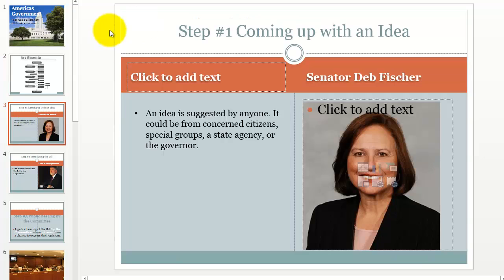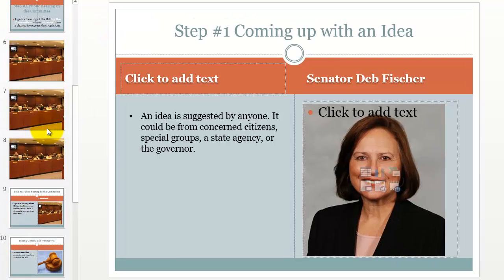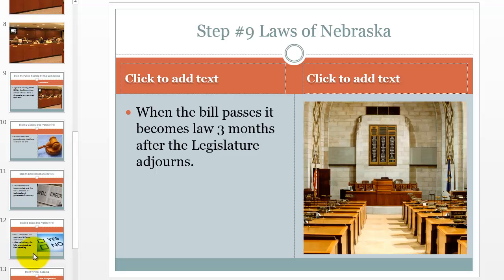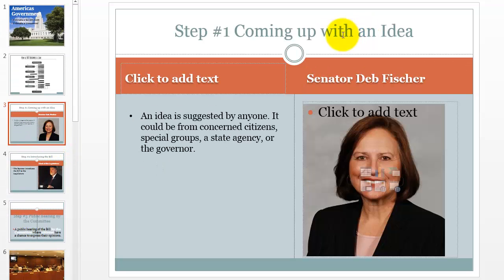Okay, so there are steps. Let's see, there's step 1 through step 9, and you're going to describe those steps. And step 1, coming up with an idea. So the title, that's good. So the challenge is going to be how much easier you can make it to understand each step by using these visual aids.